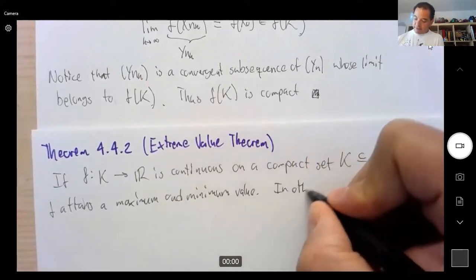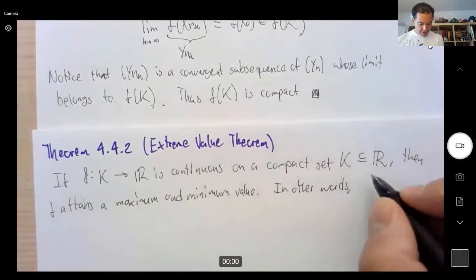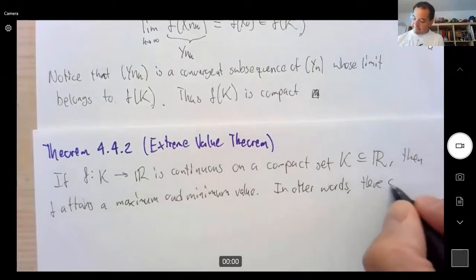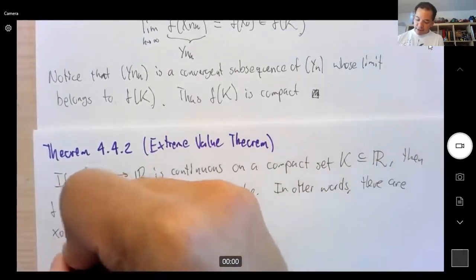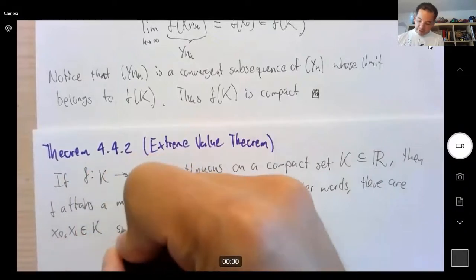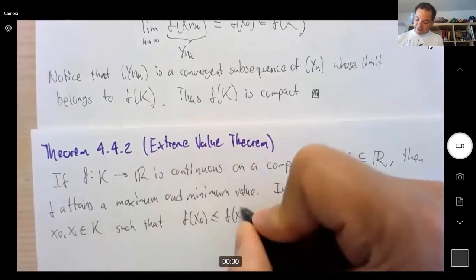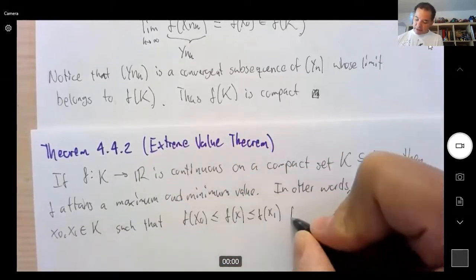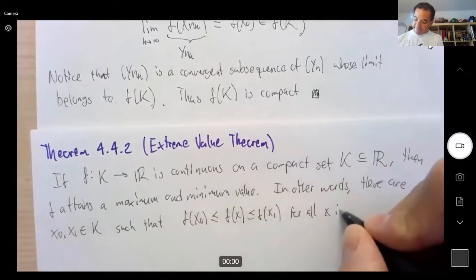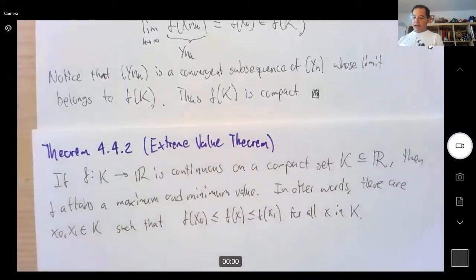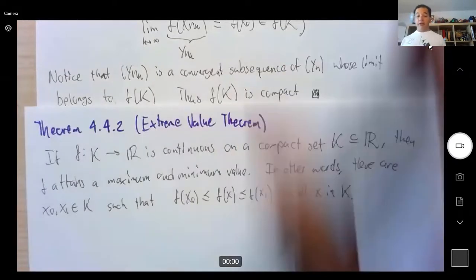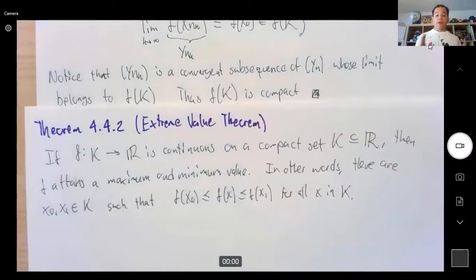In other words, there are x0, x1 in K such that f of x0 is less than or equal to f of x, which is less than or equal to f of x1, for all x in K, right? And so, like I was telling you, we use this theorem a lot in calculus. We use it not for arbitrary compact sets. Obviously, in 150A, you don't know about compact sets, but you use it for intervals, for closed intervals.